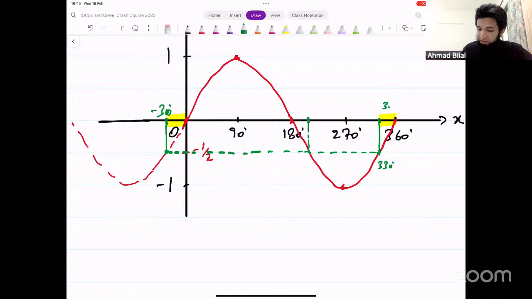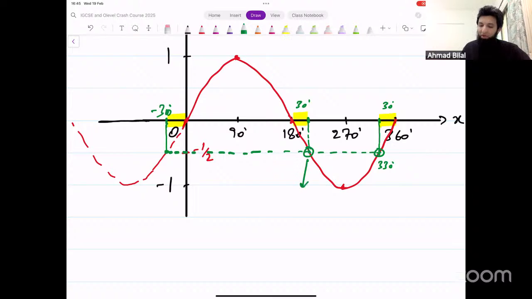Because this distance from 360 is also 30 degrees. Okay, this is one point. And now using the symmetry of the curve, you can say, okay, if this is 30, then what about this other point? If the distance from 360 was 30 from that side, here as well, the distance from 180 should also be 30.